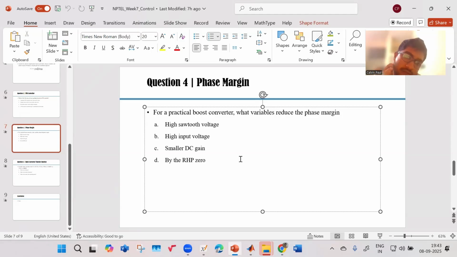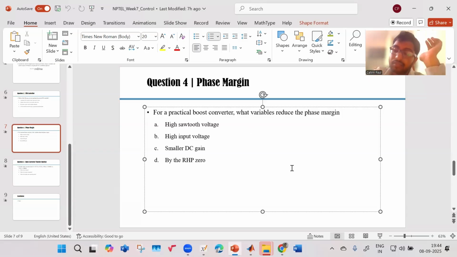So ACD is the answer. Yes, ACD is the answer. Input voltage has no impact. Wait, what? Input voltage will increase the phase margin. No. Fine, okay. Wait, I'm thinking and making an error. What reduces the phase margin? Your input voltage, when it is higher, will reduce your phase margin. And when your DC gain is smaller and when your sorted voltage is higher, that will increase your phase margin.